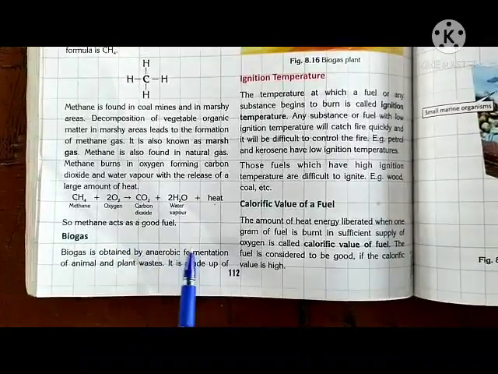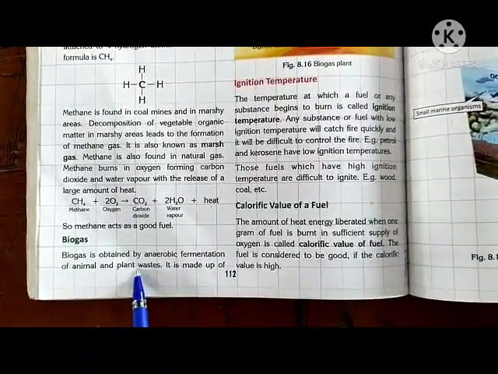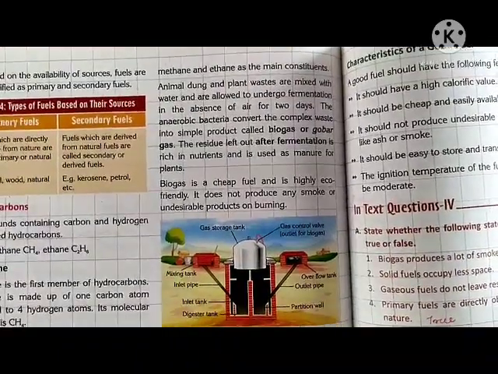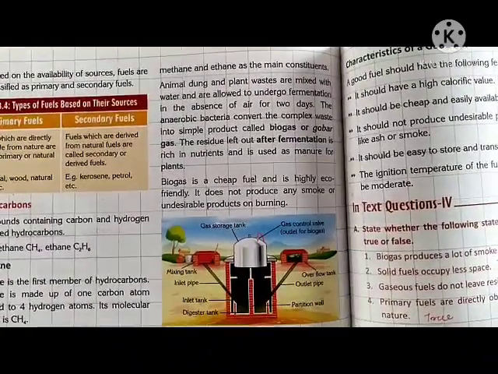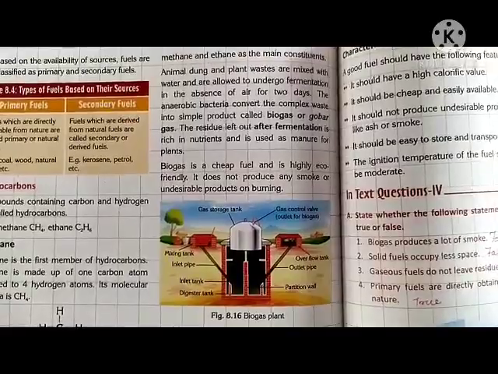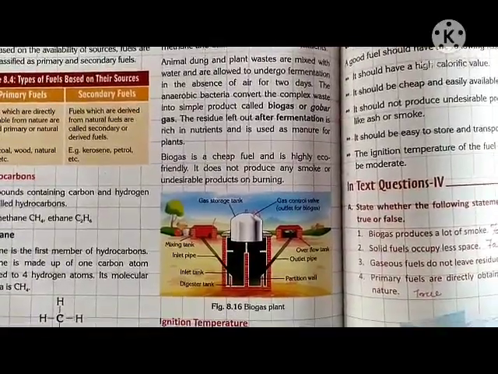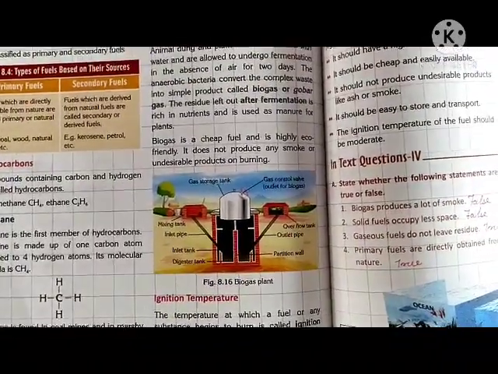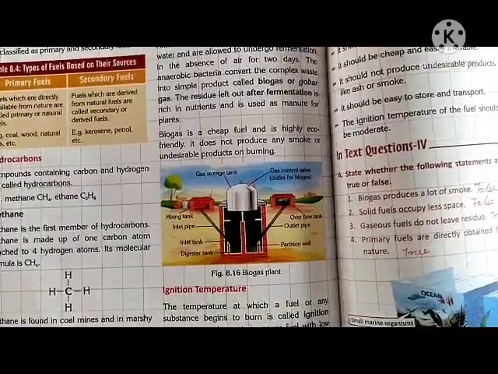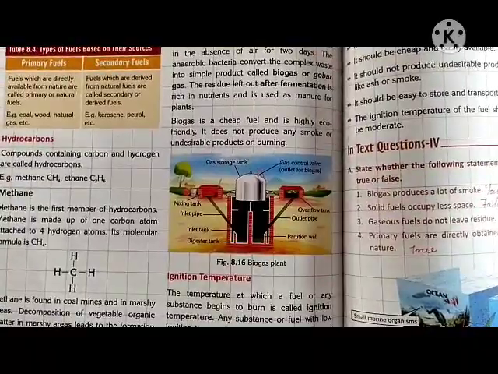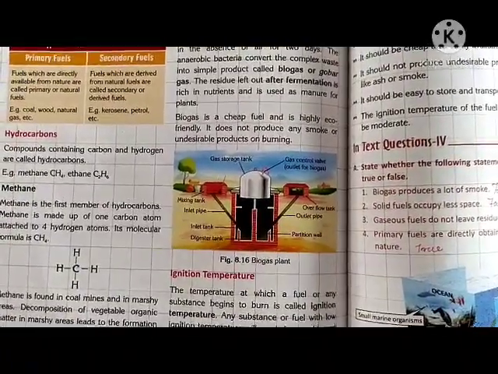Biogas is obtained by anaerobic fermentation of animal and plant waste. It is made up of methane and ethane as the main constituents. Animal dung and plant waste are mixed with water and are allowed to undergo fermentation in the absence of air for 2 days. They are made up of animal dung and plant waste, and they perform the process of fermentation in the absence of oxygen for 2 days.